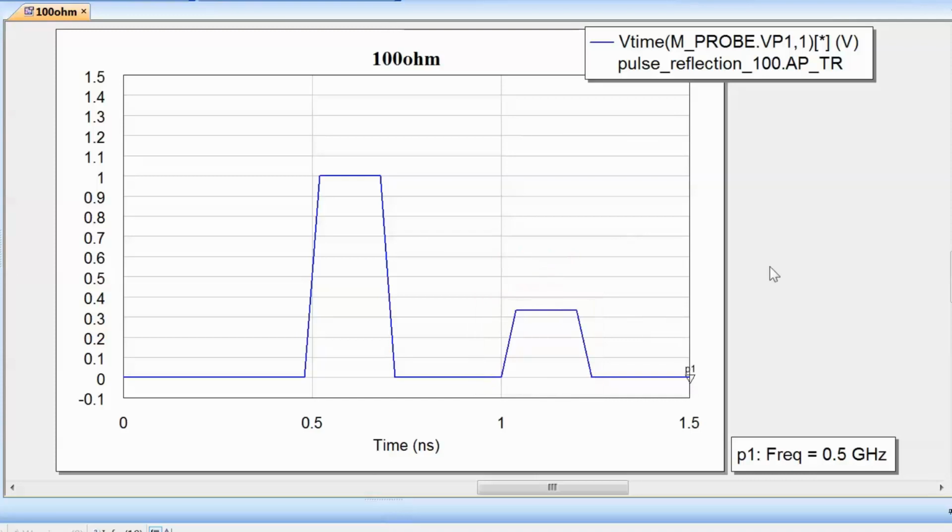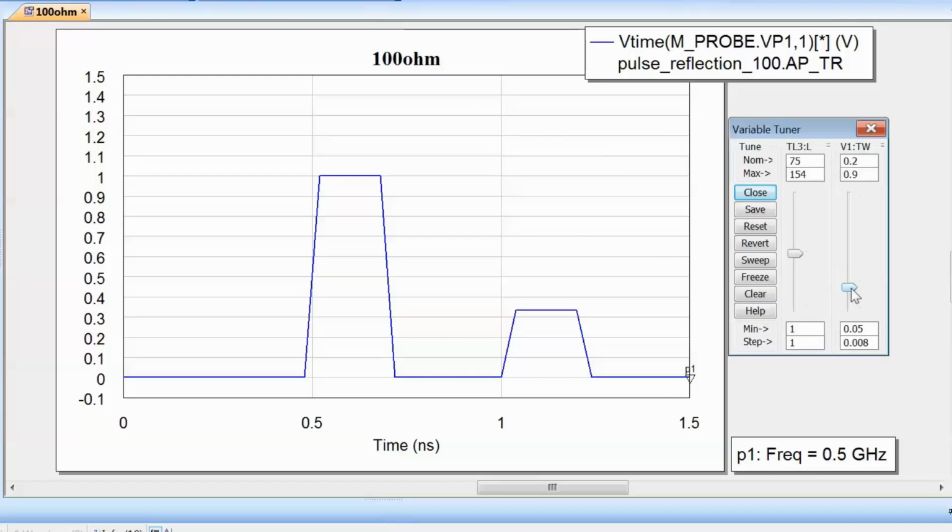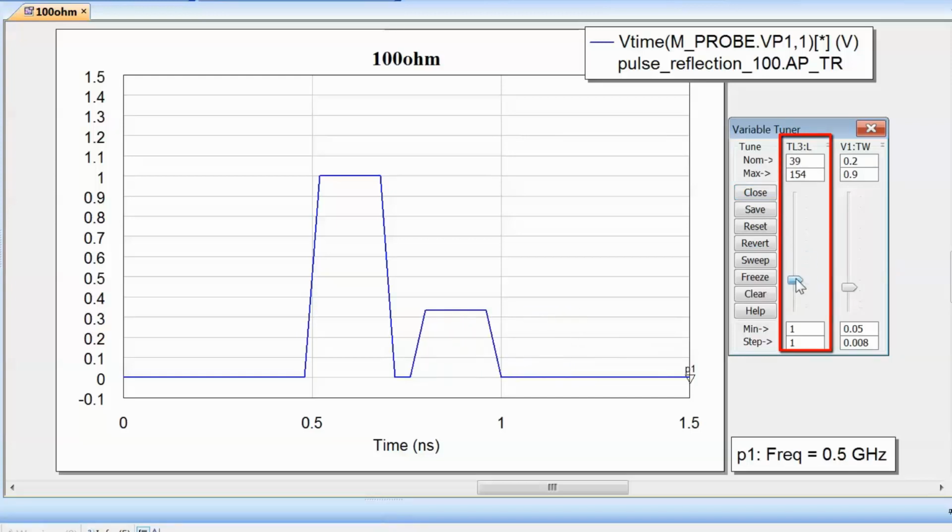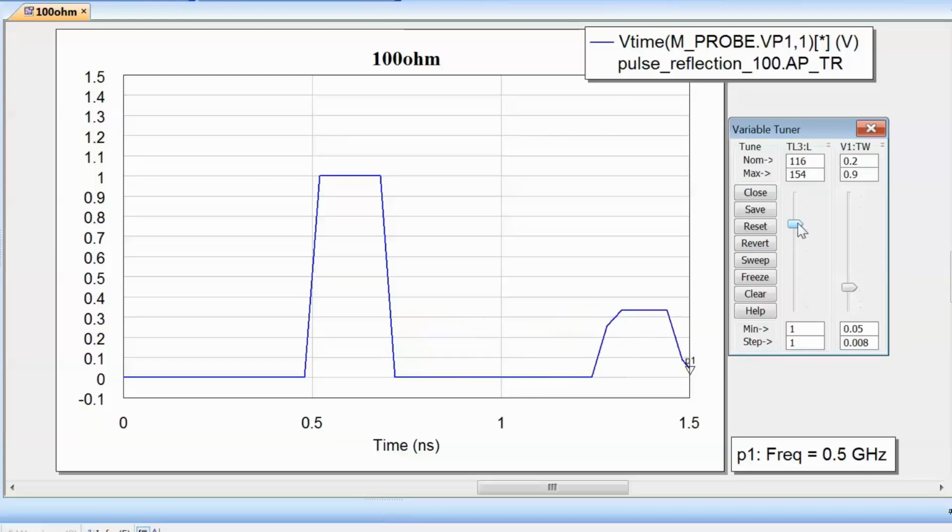Now, yet again, because of the pulse width and the length of the line, and because the pulse width is shorter than the time it takes for the pulse to go to the end of the line and come back, by the time the reflected pulse comes back, the incident pulse is no longer there. However, we can yet again open the tuner and we can take a look at what happens as we increase or decrease the length of the line or the width of the pulse. So, for example, if we decrease the length of the line, we see the reflected pulse coming back towards the incident one, because of course it takes less time for the round trip of the reflected pulse. And then as we increase the length of the line, the opposite happens.